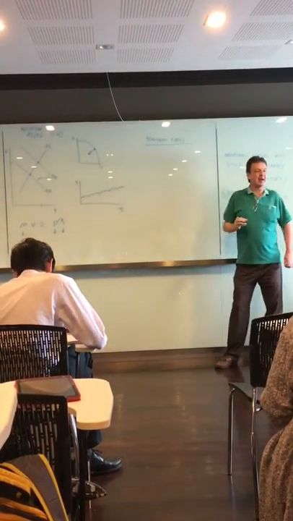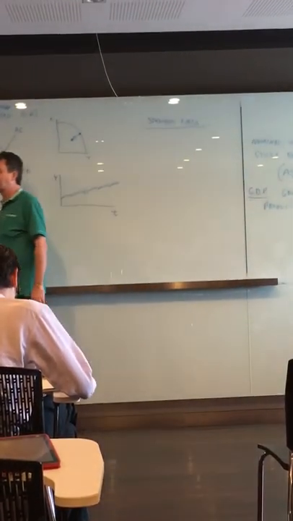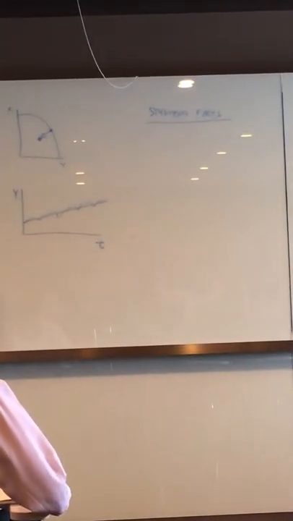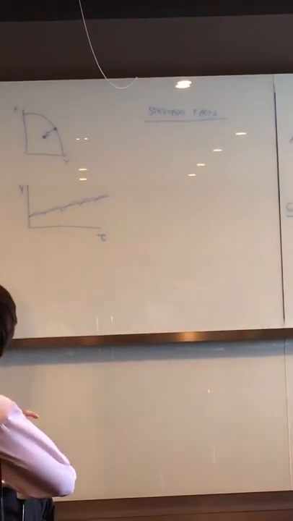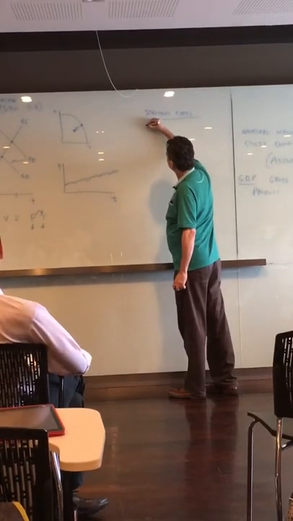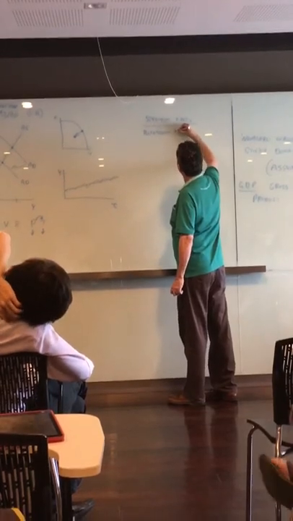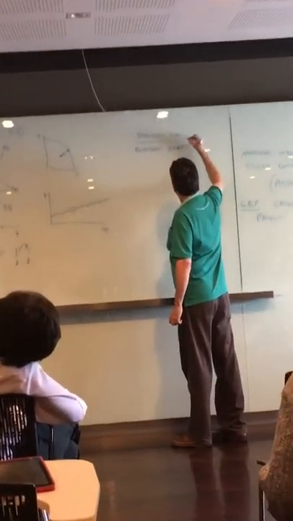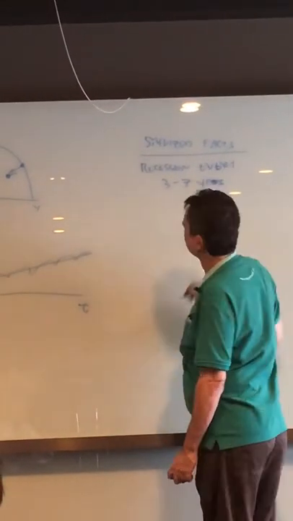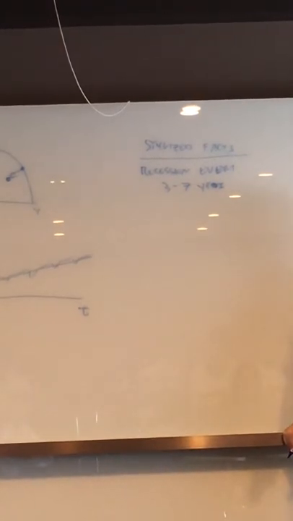So I'm now going to talk about some stylized facts. A stylized fact means something that all economists generally agree is true about what happens in the economy. You generally get a recession every 3 to 7 years.